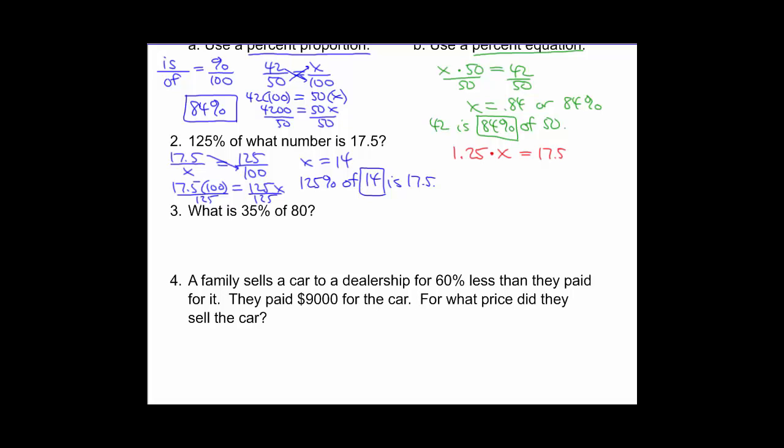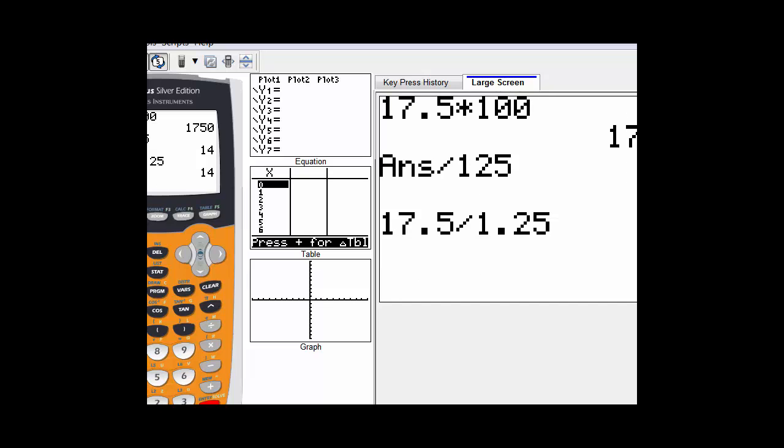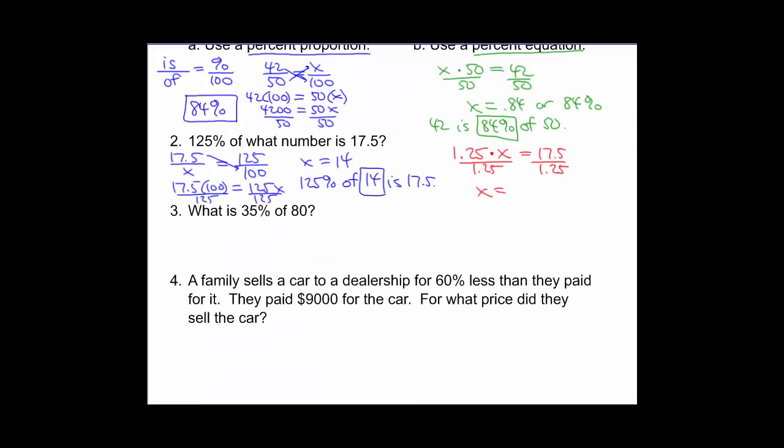So since x is multiplied by 1.25, we can solve by dividing by 1.25. And then x, or the answer to x, will be whatever 17.5 divided by 1.25 is. So 17.5 divided by 1.25 gives me 14. So x equals 14, and I can use the same sentence for the answer.